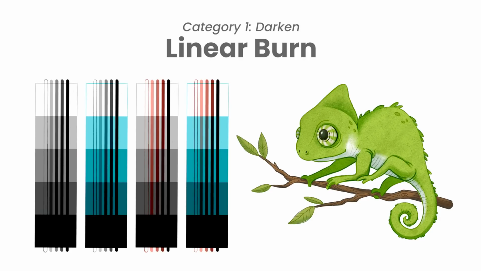Now, if we look at linear burn, we're going to notice that it's quite similar to multiply in the sense that it takes the blend layer to make the base layer darker. But there's a few differences, they're quite subtle. One of them is everything becomes a bit darker than it would in multiply, and the colors are also just more saturated. So for that reason, linear burn is the blending mode I personally use most of the time in my shadows. I just find the result look a bit more vibrant than if we were to use multiply.